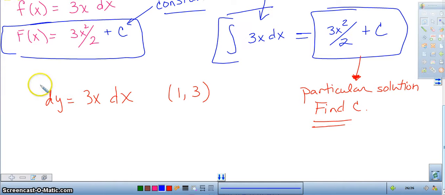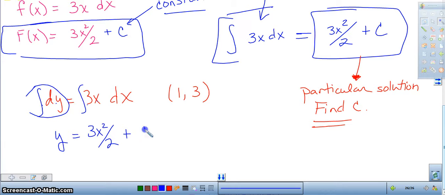So what I do is I integrate. Now here's the cool thing. This is how we get this. When I integrate this, and we look at this more in Calc 2, but when I integrate just dy, I get y. So I get y equals, if I integrate 3x, we've already done this, we get 3x squared over 2 plus c. Well, they want the particular solution, so that means I need to plug this guy in.